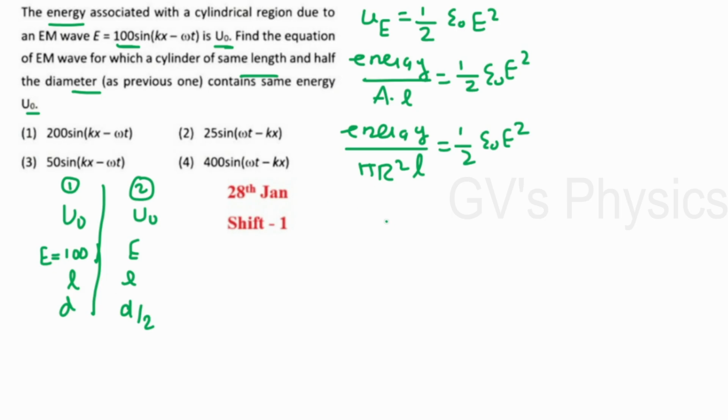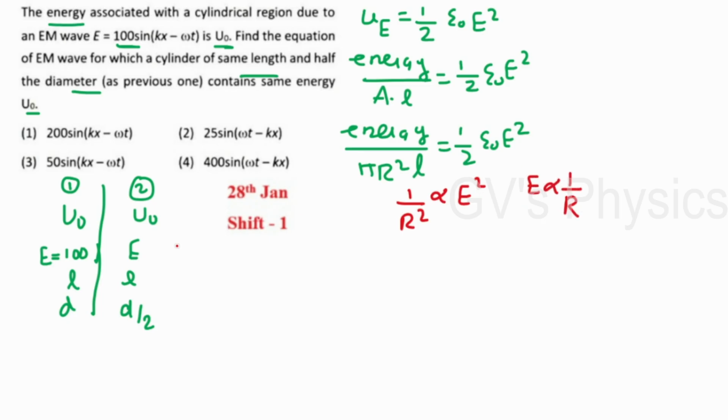The energy U naught is the same, 1 by 2 epsilon naught is a constant, length is the same, pi is a constant. So we need a relation only with respect to the electric field and radius. All other terms are constant, so we can neglect that. So E square is inversely proportional to R square. So taking the square root on both sides, we can write E is inversely proportional to R.